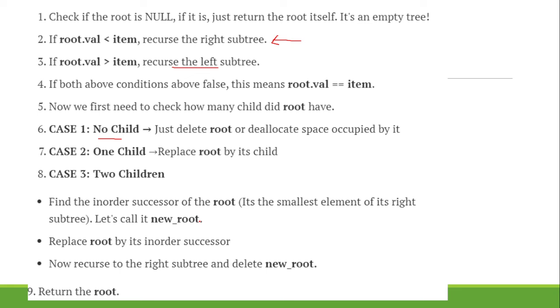But now we have mentioned just one thing. Find the in-order successor of the root. It is the smallest element of its right subtree. Let's call it the new root. Replace root by its in-order successor. Now recurse to the right subtree and delete the new root. Return the root. This is the algorithm for deleting an element from a binary search tree.